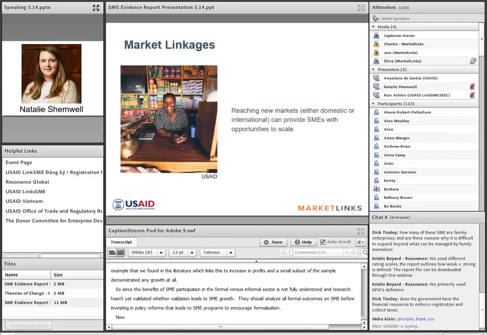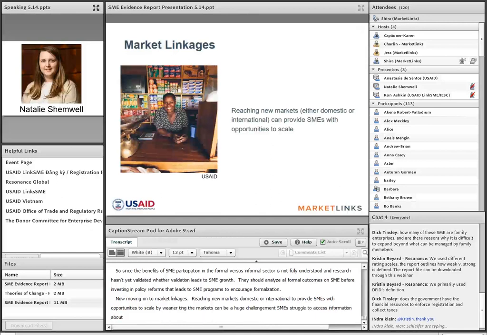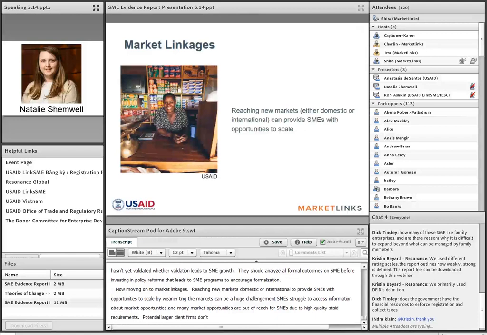So now moving on to market linkages. Reaching new markets, either domestic or international, can provide SMEs with opportunities to scale, but entering these markets can be a huge challenge for them. SMEs often struggle to access information about market opportunities, and many market opportunities are often out of reach for SMEs due to high quality standard requirements. In addition, potential larger client firms don't really know how to easily find these SMEs that meet their needs.